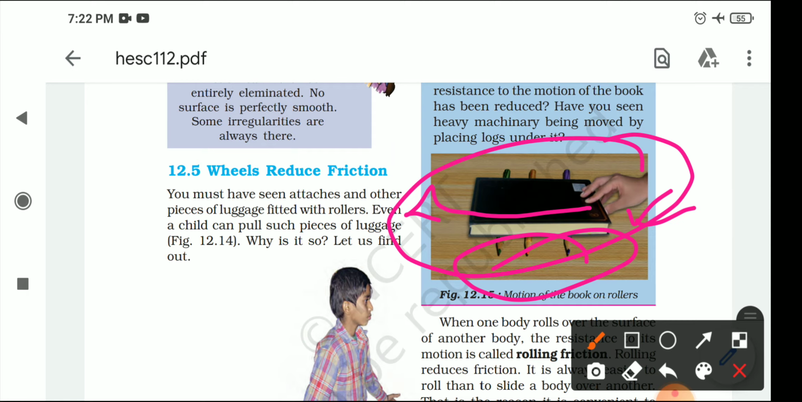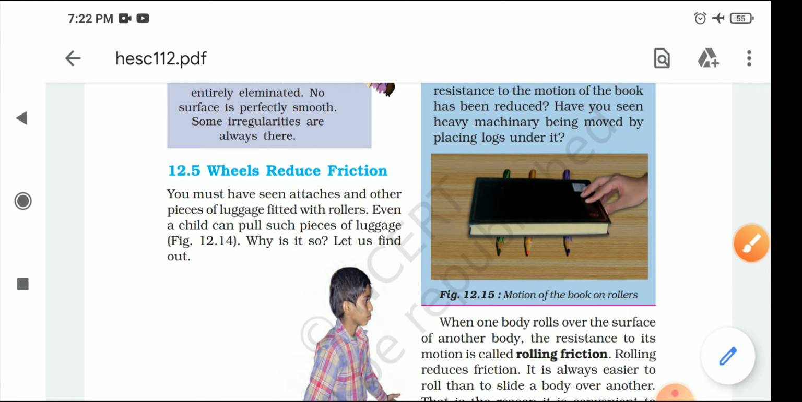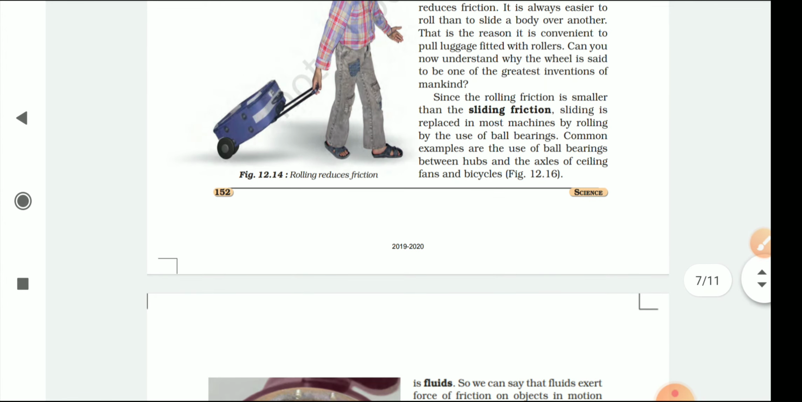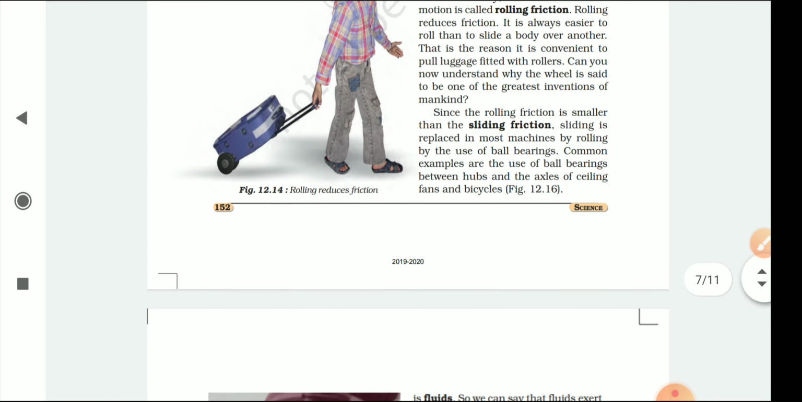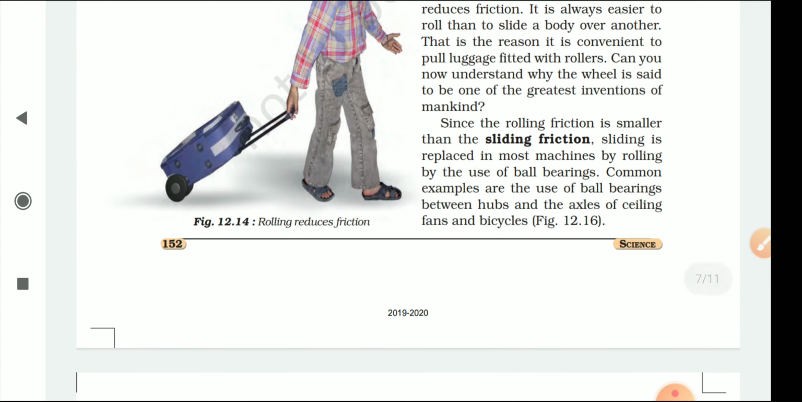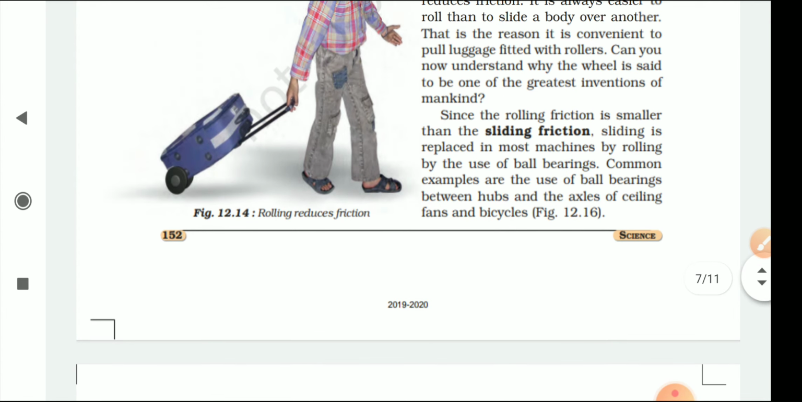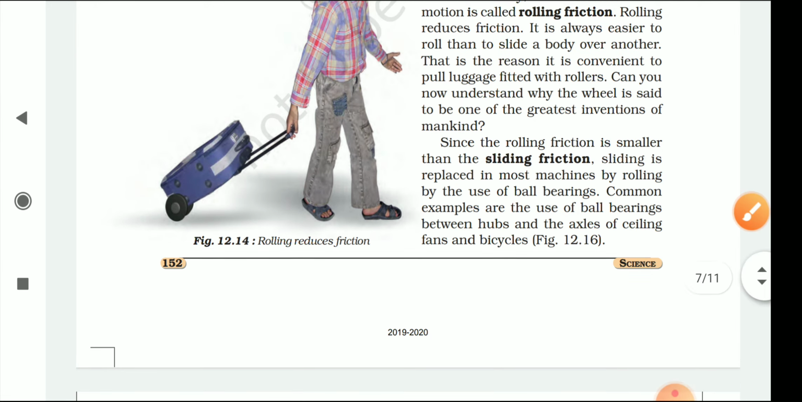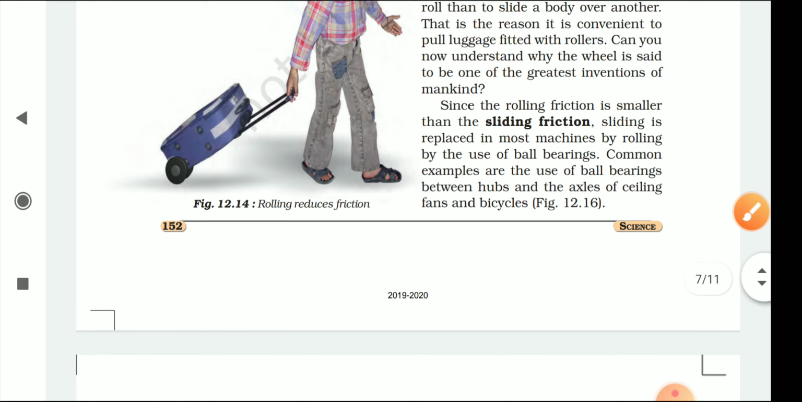Rolling friction reduces the friction, so it will be easy to move the thing. Same with sliding friction. Sliding means when you are sliding something like a slider, you have seen that in your toys, in the park and so on. So this is sliding friction. Since rolling friction is smaller than sliding friction, sliding is replaced in most machines by rolling, by the use of ball bearings.